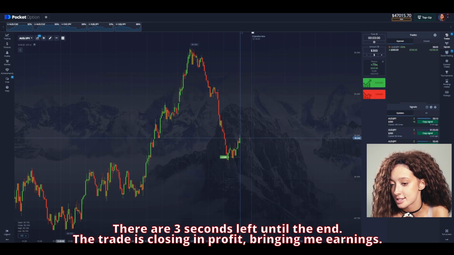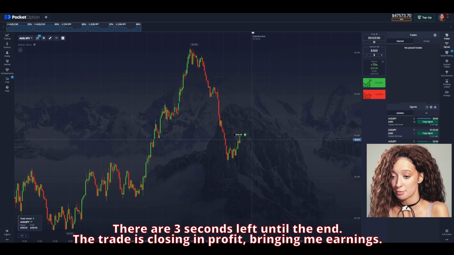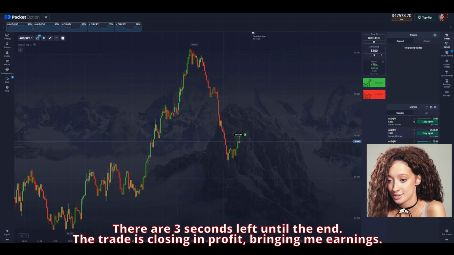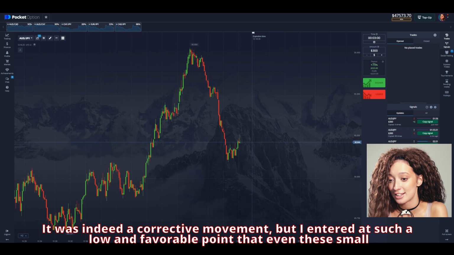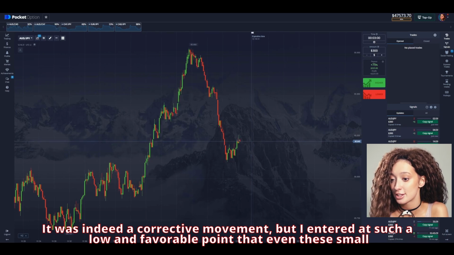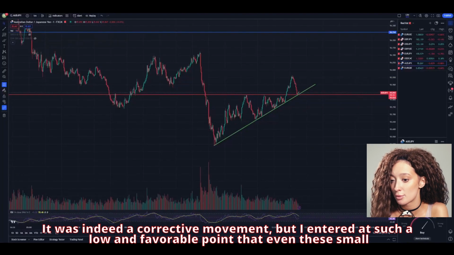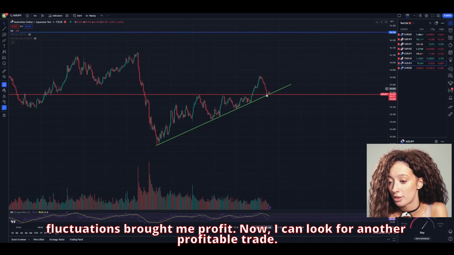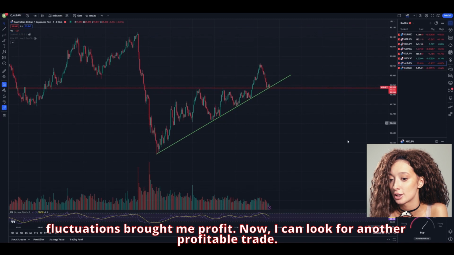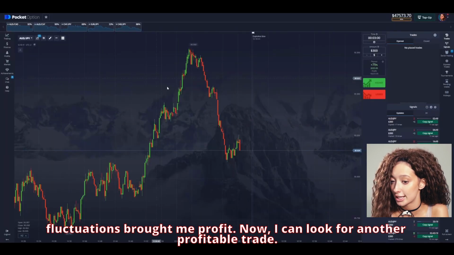There are 3 seconds left until the end. And the trade is closing in profit, bringing earnings. It was indeed a corrective movement, but I entered at such a low and favorable point that even these small fluctuations had brought in profits, so now I can look for another profitable trade.